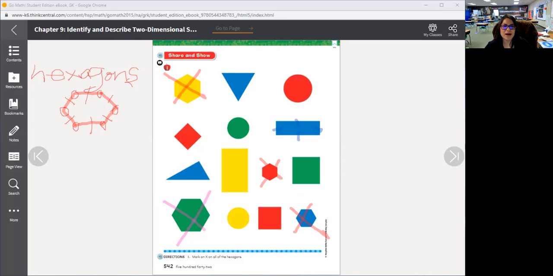Okay, so it looks like we have 1, 2, 3, 4 hexagons on this page. Okay, hopefully you got all those correct and marked an X on all the hexagons. All right, we're moving on to the next page. Let's see what else we're gonna do.